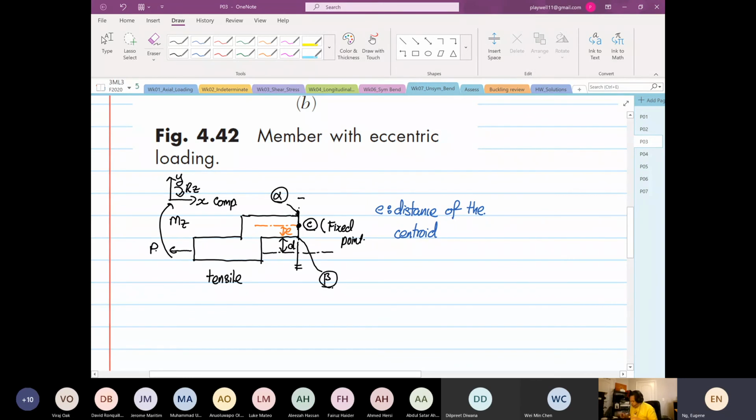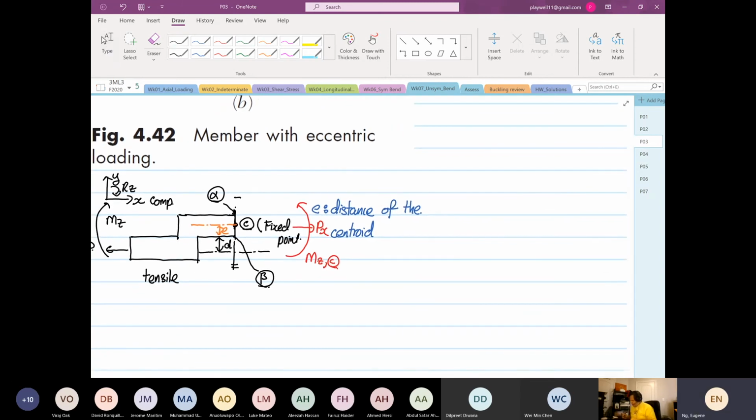So if we sketch out our reaction, at point P we have a reaction known as P in the X direction. And then the moment in the Z direction at point C is the counter moment. Action equals reaction, Newton's third law. So from here, we are going to calculate the stress. All the stress we are calculating is in the X direction, normal stress direction.